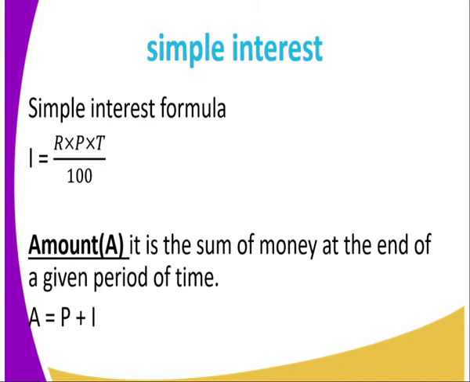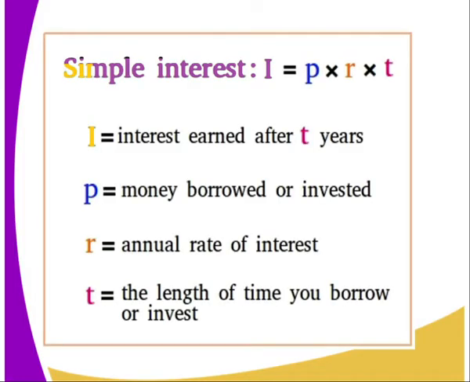Then we also have another term, that is the amount. It is the sum of money at the end of a given period of time. This includes both the principal plus the interest. That is when we get the amount. You can see how we get the simple interest. It is the principal times rate times time divided by 100. So I is the interest earned after T years, P is the money borrowed or invested, R is the annual rate of interest, and T is the length of the time you borrowed or invested.